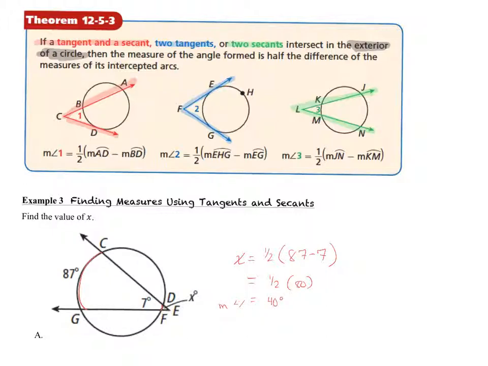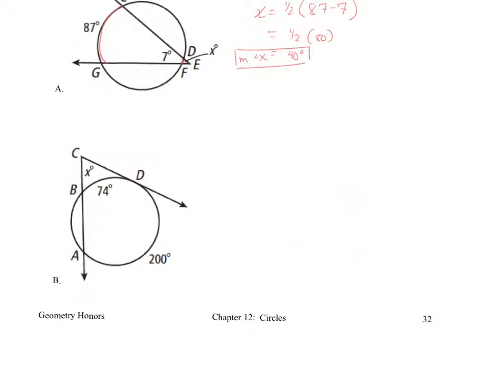So the measure of angle x is equal to 40 degrees. Okay, here we have lines that are meeting on the outside, forming an angle outside of the circle in the exterior. So I know it's going to be subtraction. So the measure of angle x is equal to 1/2 of 200 minus 74. So the measure of angle x is equal to 63 degrees.